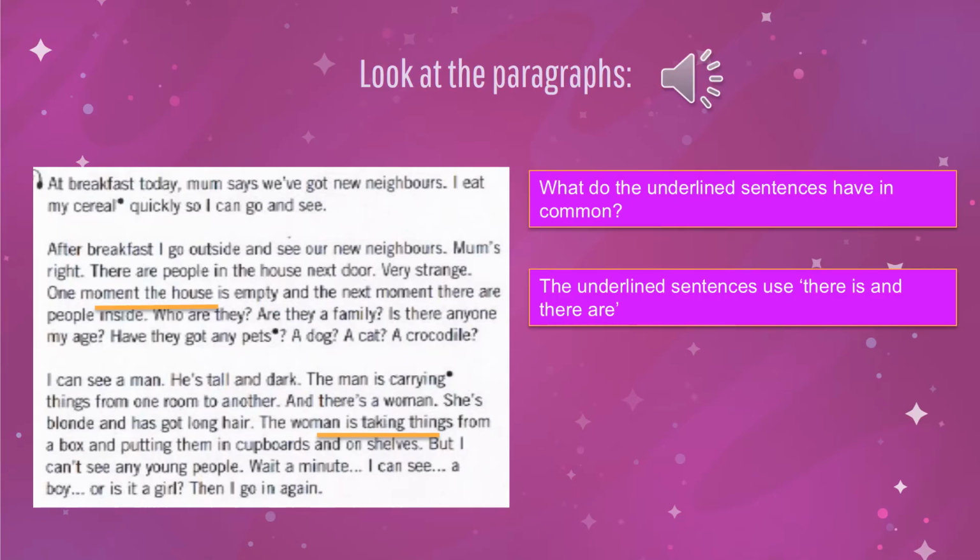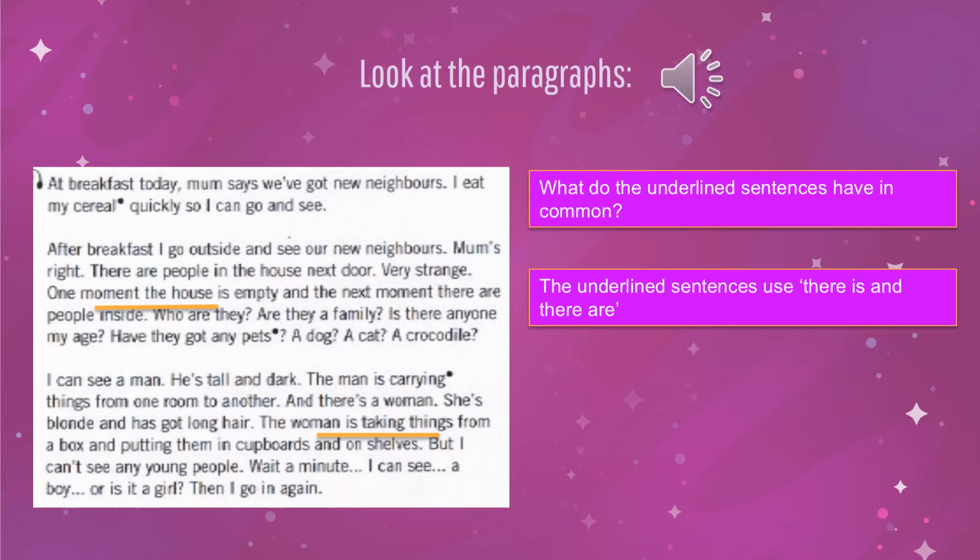Okay, now let's remember in chapter 4 you read special expressions to refer to the existence of things and also to describe numbers of things you're talking about. Take a look at the paragraphs. What do the underlined sentences have in common? Let's check the underlined sentences.